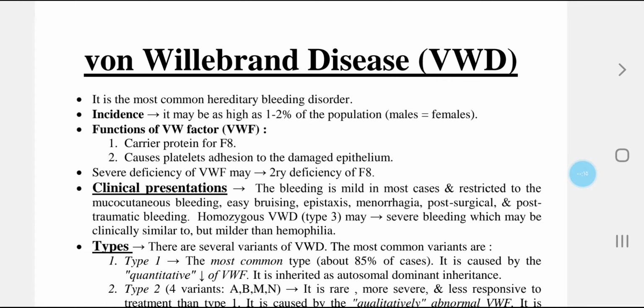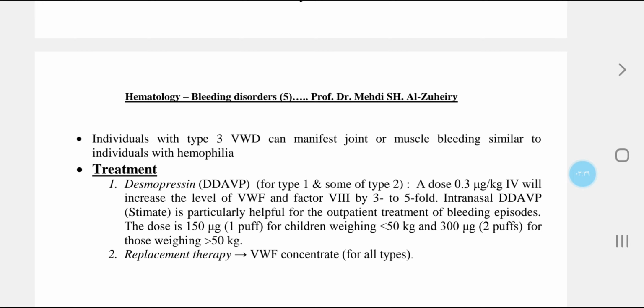Treatment of von-Willebrand disease. First, desmopressin DDAVP for type 1 and some of type 2. A dose of 0.3 microgram per kg IV will increase the level of von-Willebrand factor and factor VIII by 3 to 5 folds.